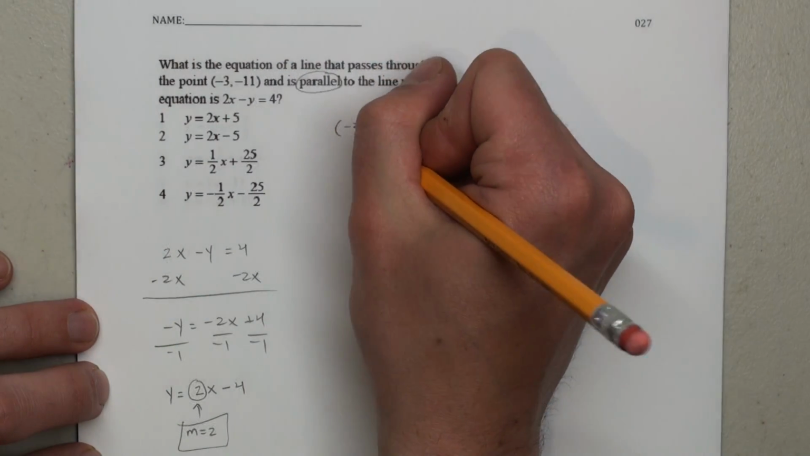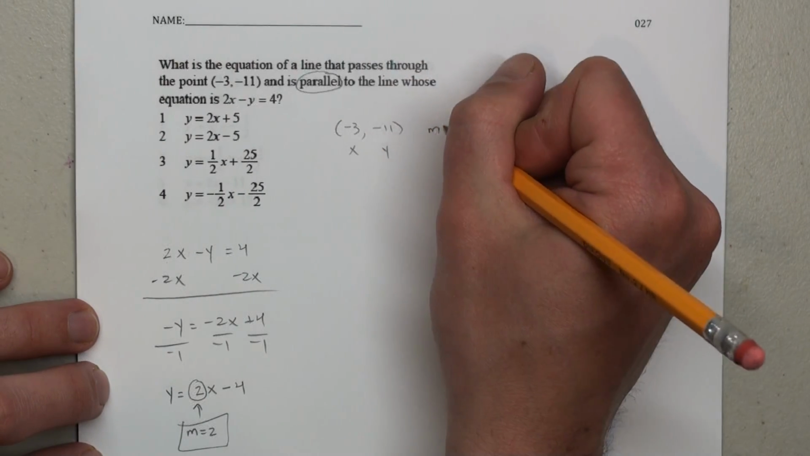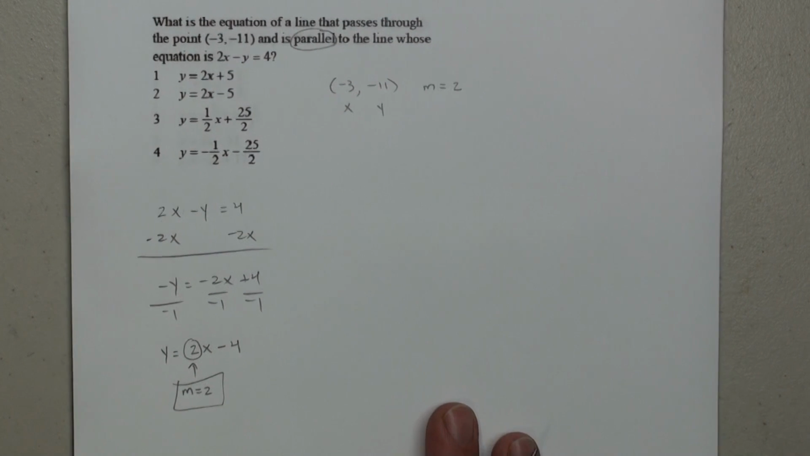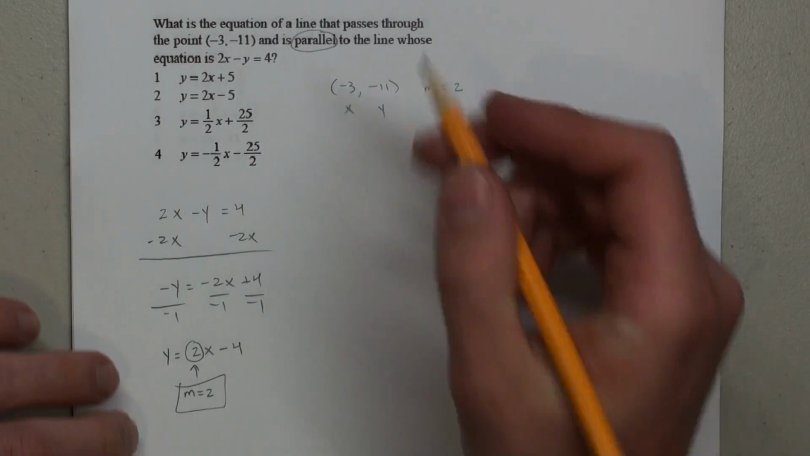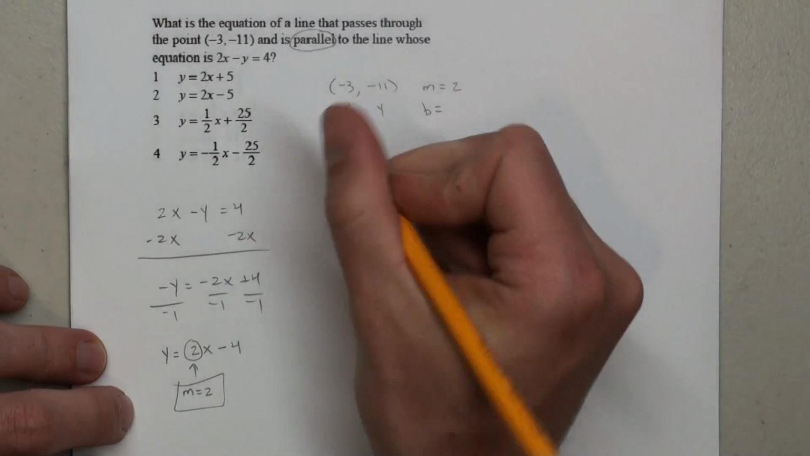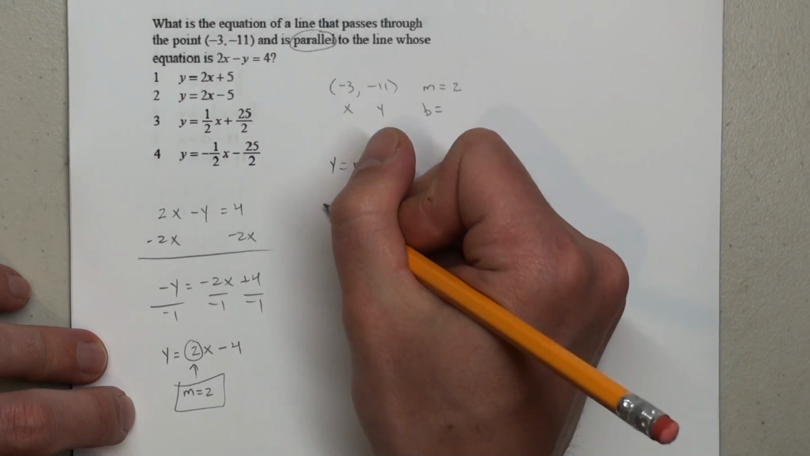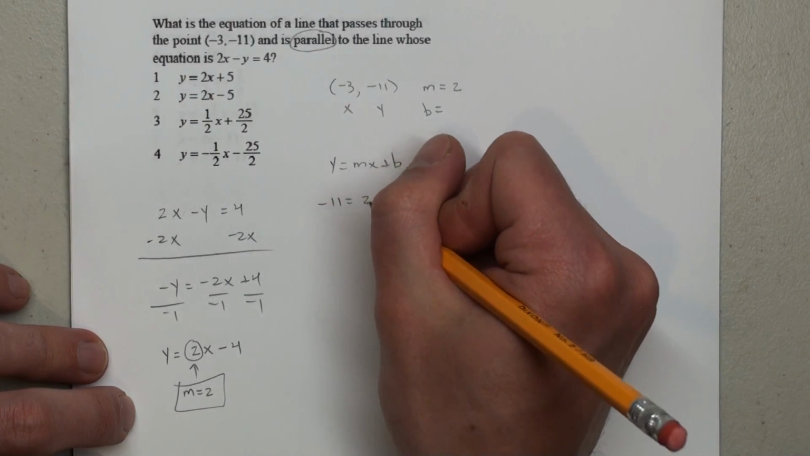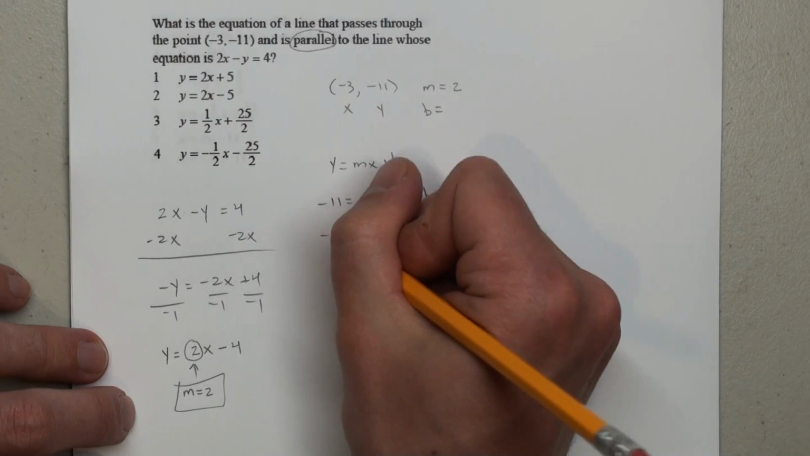Here's my point, which is my x and my y, and my slope I already know is 2. See, I didn't have to do the negative reciprocal because these lines are parallel. That means the slopes are the same. I still don't know my b though. I have to find it doing the same exact procedure that I've been doing. Plugging it into y equals mx plus b.